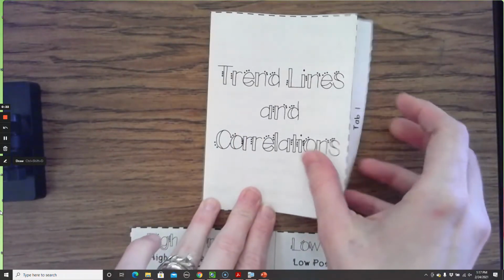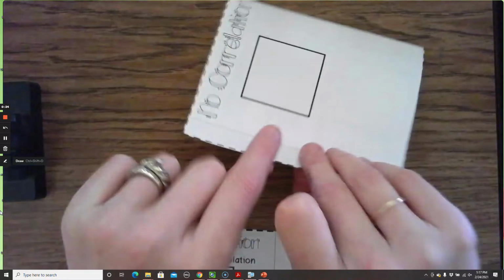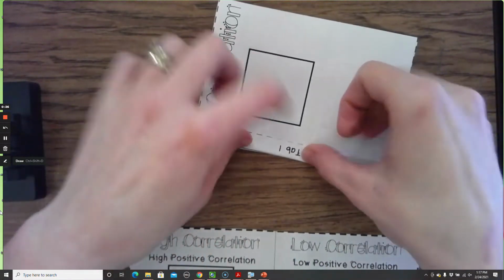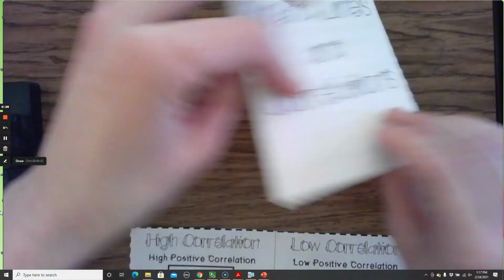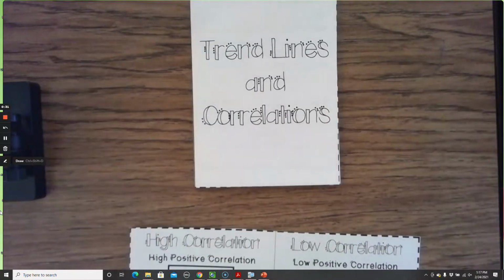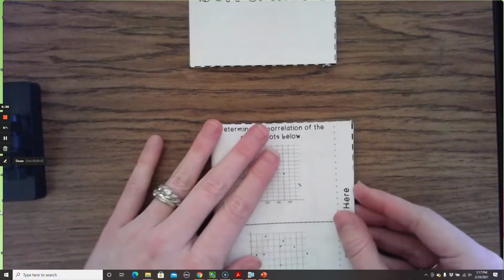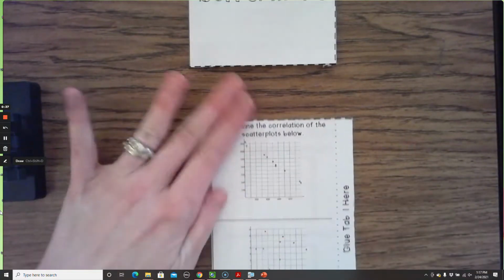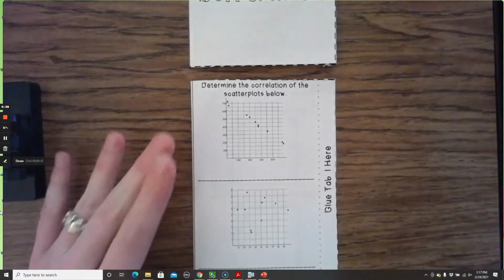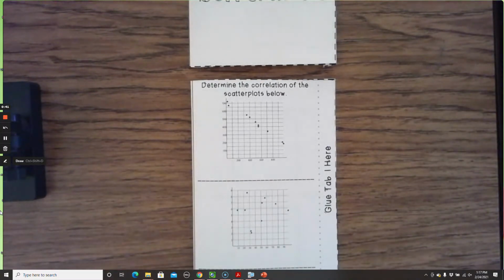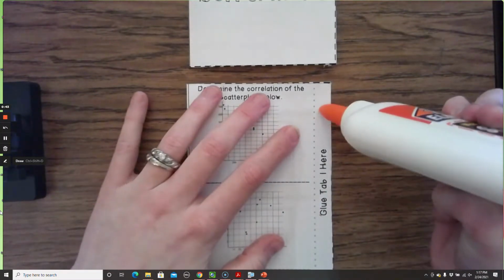And then tab 1 you can take and you're going to fold backwards, the opposite direction. So it should look like that when you're finished. The bottom half, you're just going to fold in half. And then where you see glue tab 1 here, you're going to put just a little amount of glue. You don't need much.